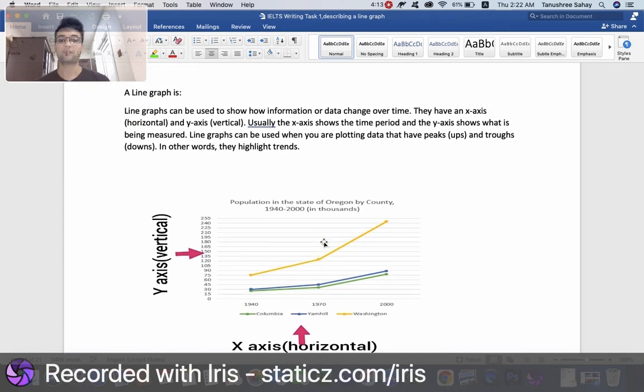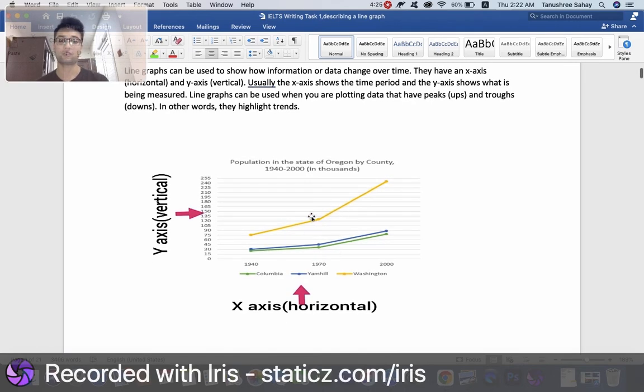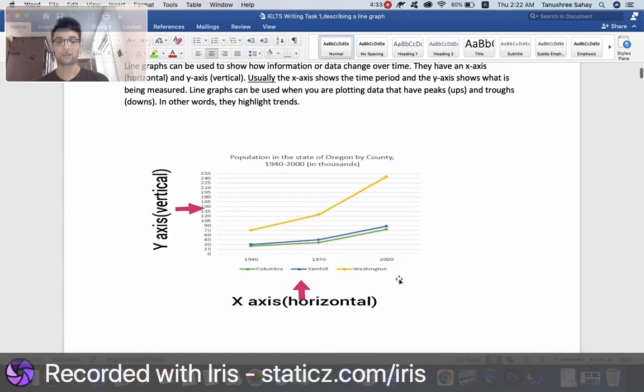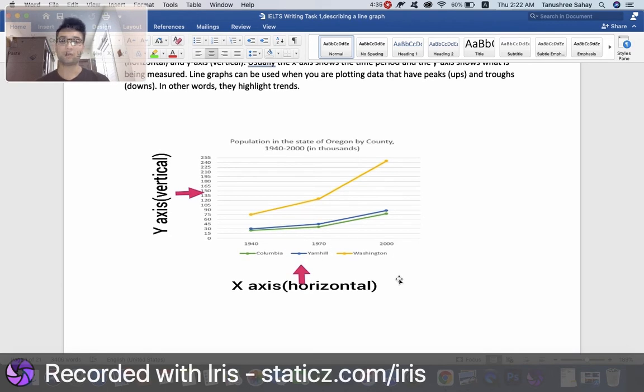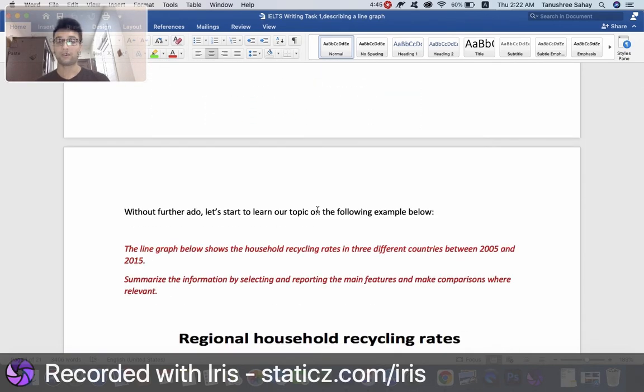So line graphs can be used when you're plotting data that have ups and downs, peaks and troughs. In other words, they highlight trends, which means they show the movement of the unit that is being measured through the years. So it's actually very simple. You just have to know how to describe line movement in your essay. Without further ado, let's start to learn our topic on the following example below.